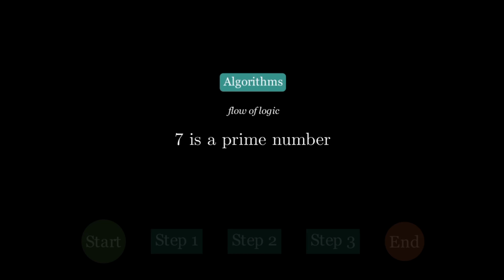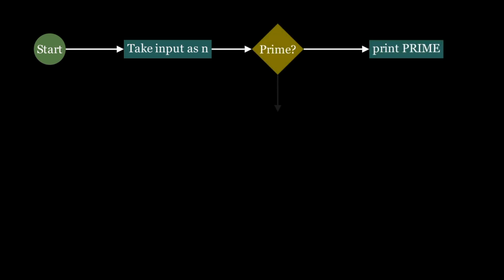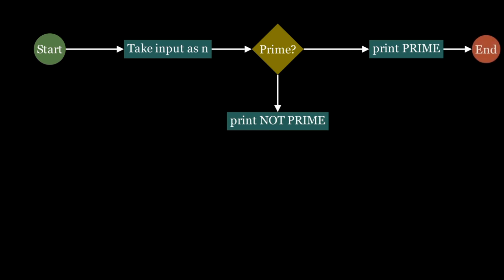Let's understand algorithms by making one. We will design an algorithm to find if a number is prime or not. For this, we let the user give us the number to be scanned. If it is prime, we print prime, and if not, we print not prime. So let's begin. First, start. Then we take an input from the user and call it n. So if the user inputs 5, means n equals 5.